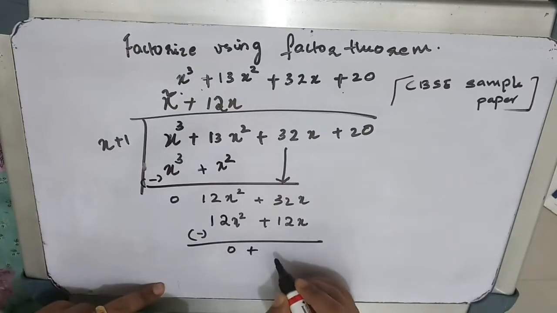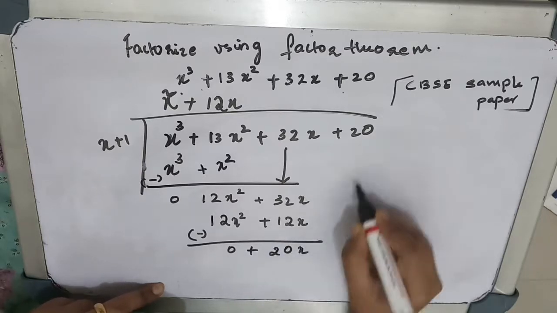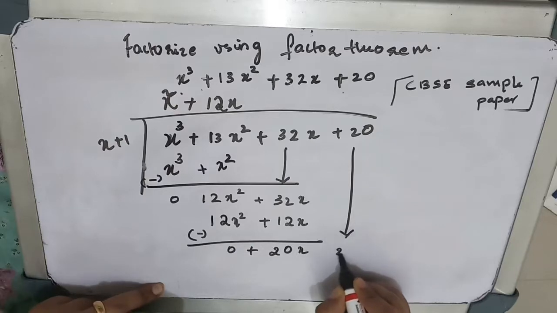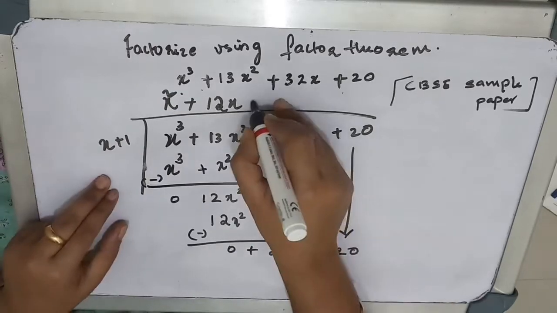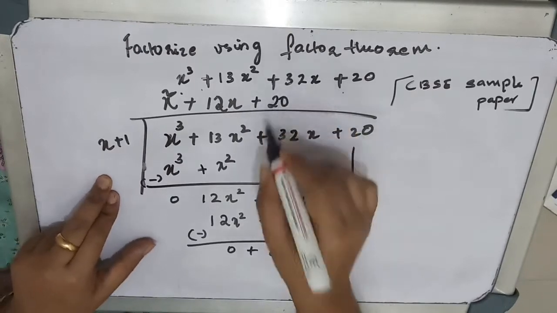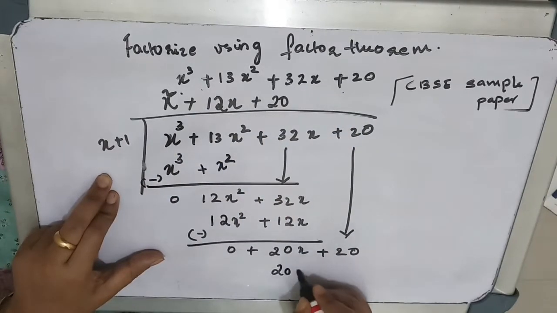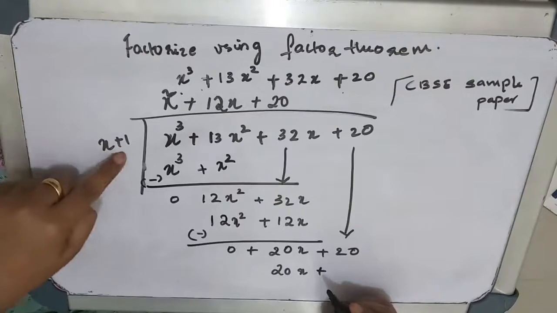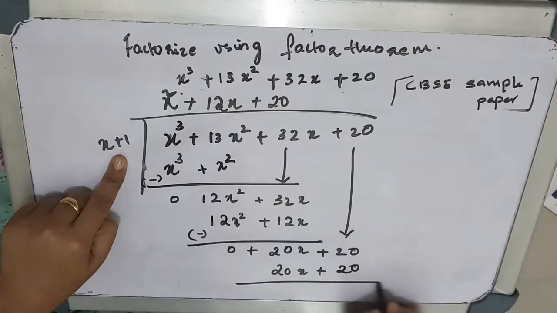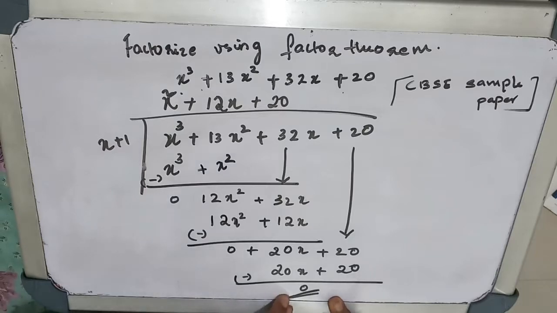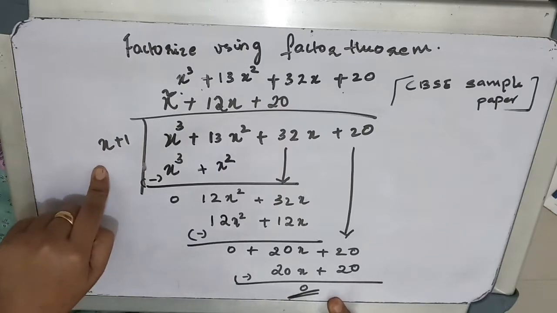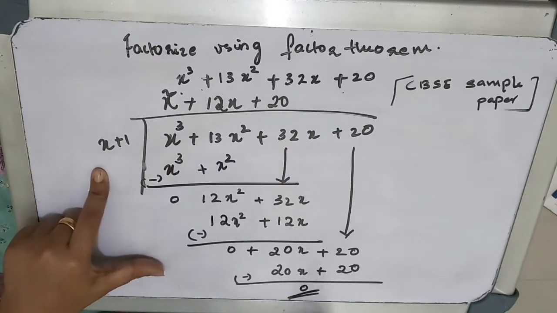0 plus 20x. Bringing this value here. Now in order to obtain 20x, we will multiply this with 20. So 20x plus 20 into 1 is 20. We know that the remainder will be 0 because x plus 1 is a factor, that we know. Therefore, it is obvious that the remainder will be 0.